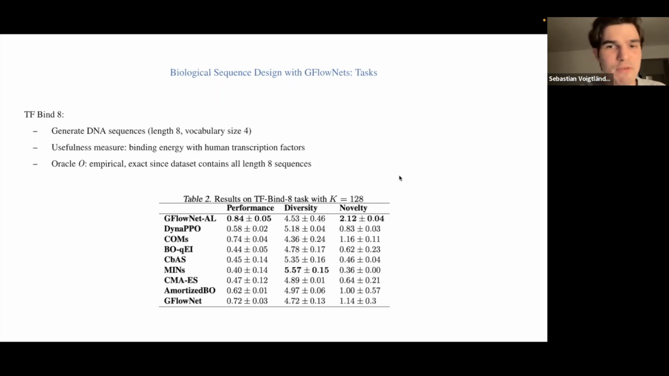But I also actually have a question to Moksh in this context. Why do you think the GFlowNet doesn't succeed very much in diversity here, as opposed to the other models? Why is it really good in terms of performance and novelty? I didn't understand that.